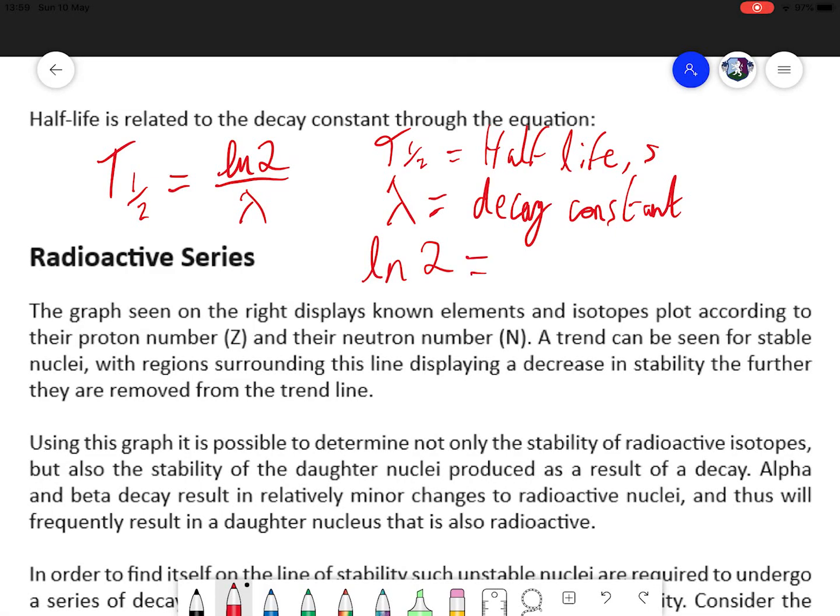ln2 is just a number. It is not anything more than a simple way of showing an awkward number. It saves rounding and making errors as a result of that, so it is literally just a number. Some sources recommend learning the number. ln2 I feel is much simpler, and this is given in the equation sheet anyway.